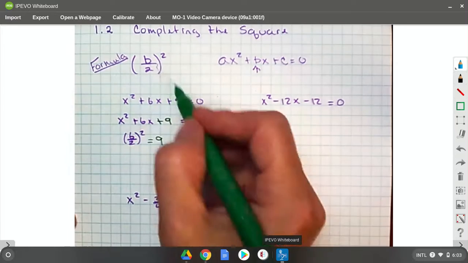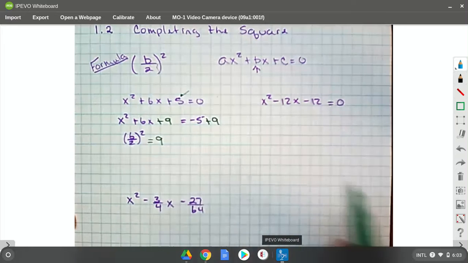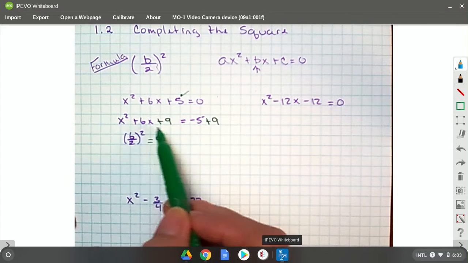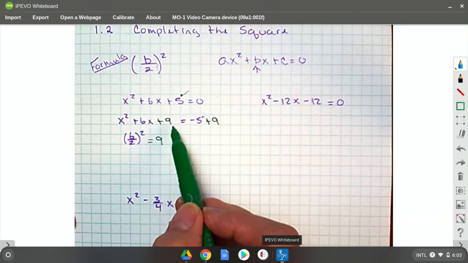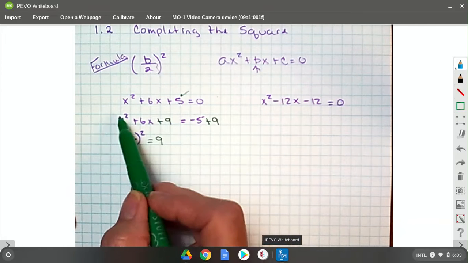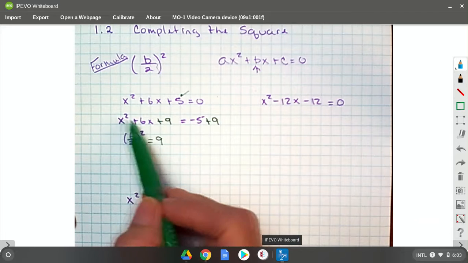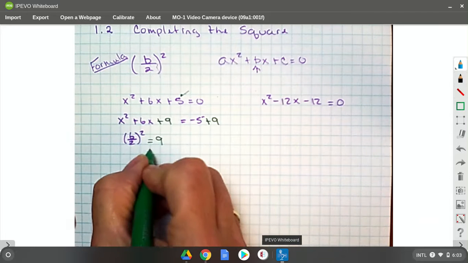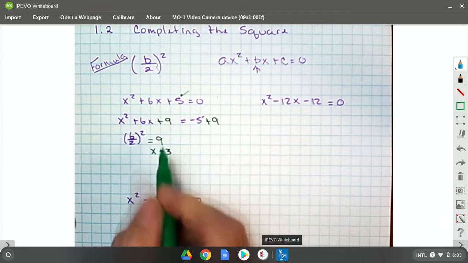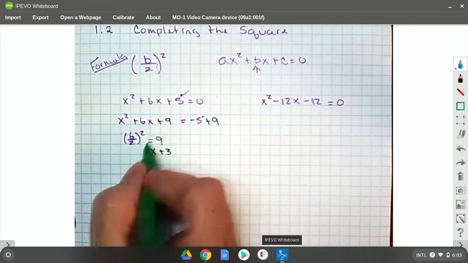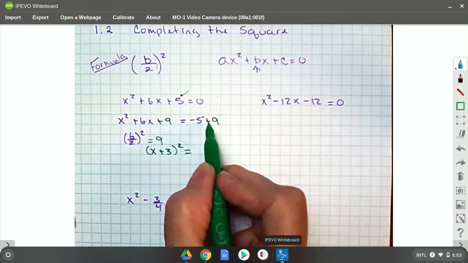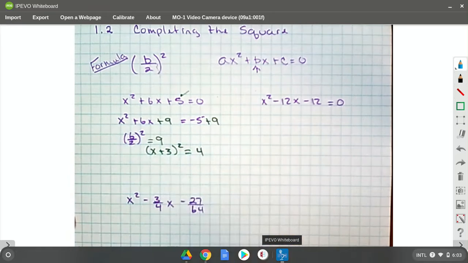Okay? So I got rid of my c because it wasn't a square, and I'm trying to create that trinomial square. Remember, we talked about those. First term is a square. Last term is a square. Square root is 3, square root is x, and 2 times 3x is 6x. So now I have a trinomial square, and that is going to factor down to x plus 3. It's a plus because b is positive. Quantity squared equals negative 5 plus 9, which gives me a 4.